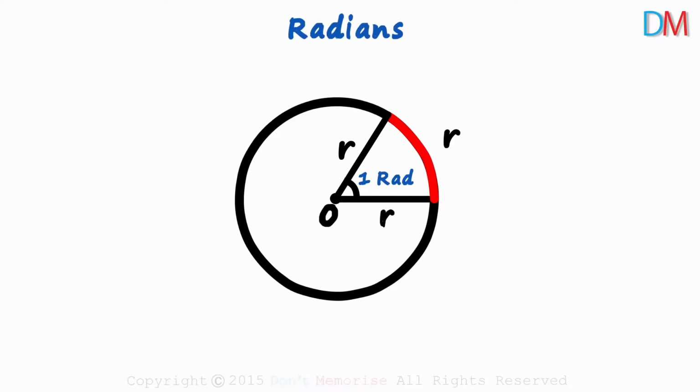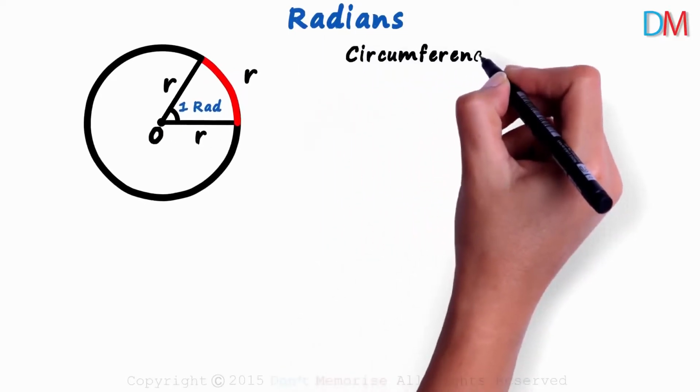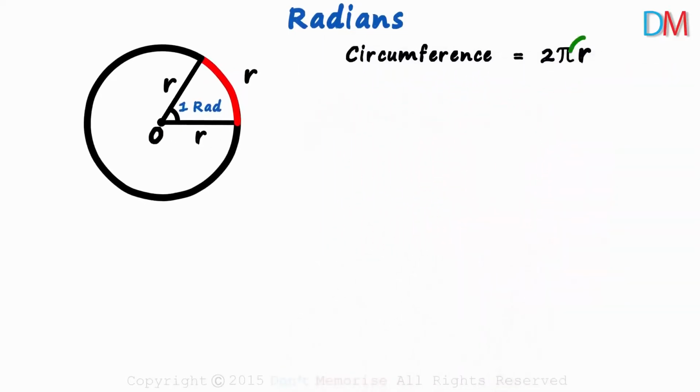But how are radians related to degrees? What would this angle be equal to in degrees? If you understood the concept of radians well, then understanding the conversion between degrees and radians would be a walk in the park. What is the circumference of a circle? It's 2 pi r, where r is the radius of the circle. We are talking about the circumference, which is the entire boundary of the circle.